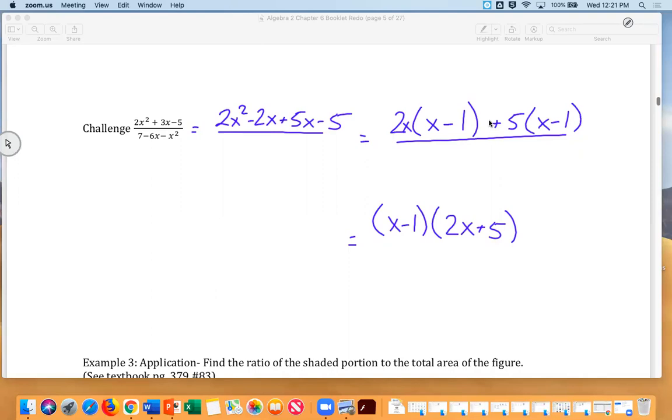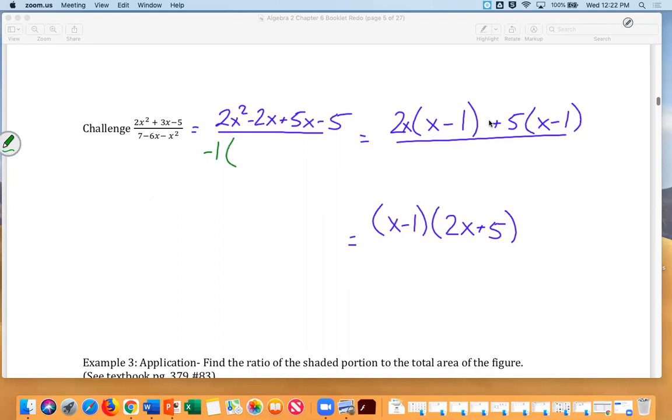Now, the denominator. You guys are probably looking at the denominator and thinking, whoa, we have 7 minus 6x minus x squared. And I haven't taught you how to deal with the minus x squared. Have I? No. But I have taught you how to factor. Watch this. Well, there is no rule that says I can't factor out a -1. Watch what happens when I factor out a -1.